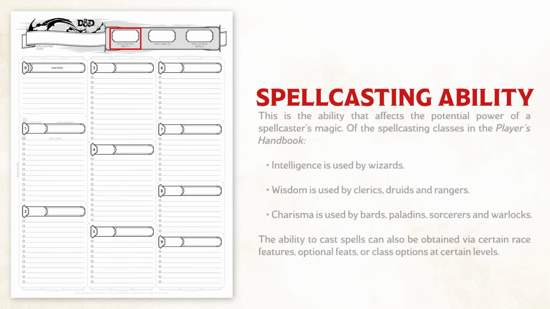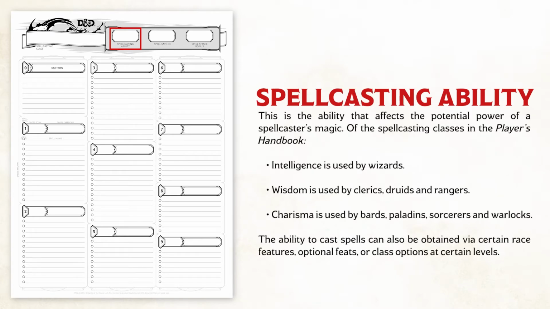Spellcasting ability. This is the ability that affects the potential power of a spellcaster's magic. Of the spellcasting classes in the Player's Handbook, intelligence is used by wizards, wisdom is used by clerics, druids, and rangers, and charisma is used by bards, paladins, sorcerers, and warlocks. The ability to cast spells can also be obtained via certain race features, optional feats, or class options at certain levels.